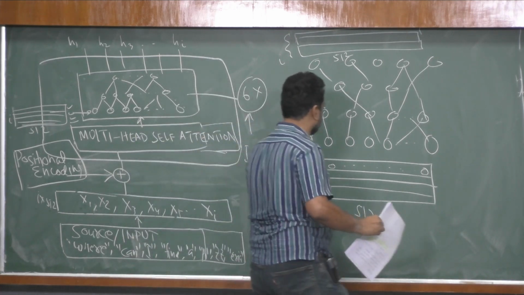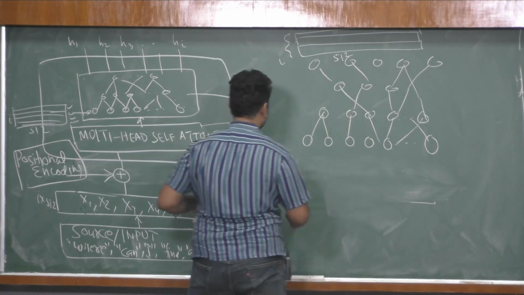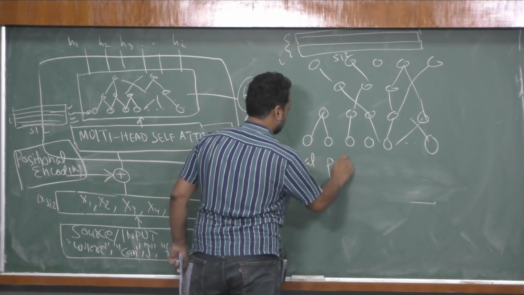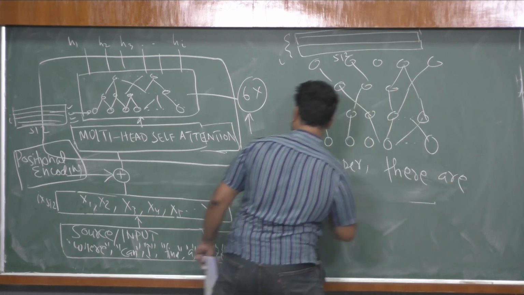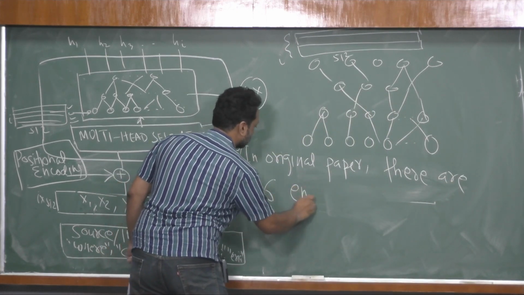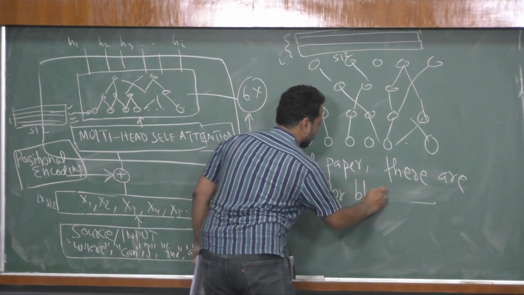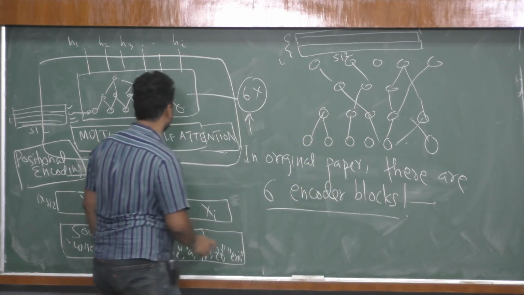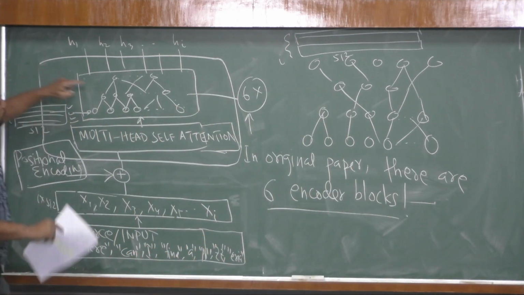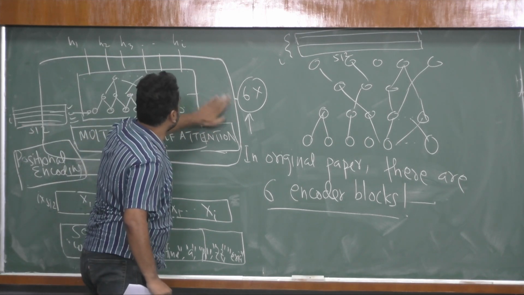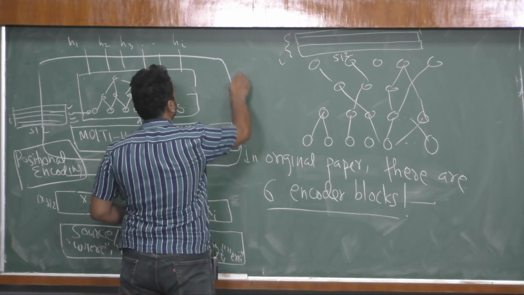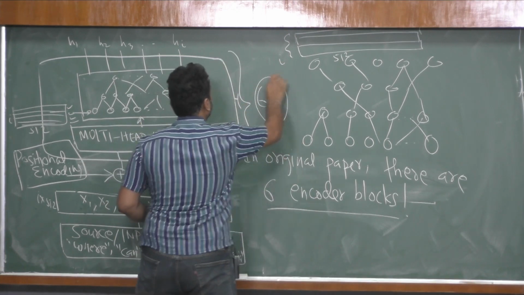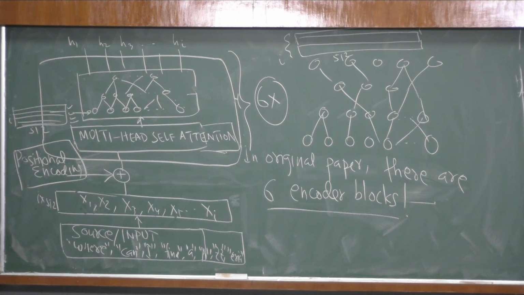So I may now remove this. In the original paper there are 6 encoder blocks, meaning these will be stacked 6 times. So 6x means the whole block. Not the neural network alone, but this whole block is stacked on top of each other 6 times. That's another level of hierarchy.